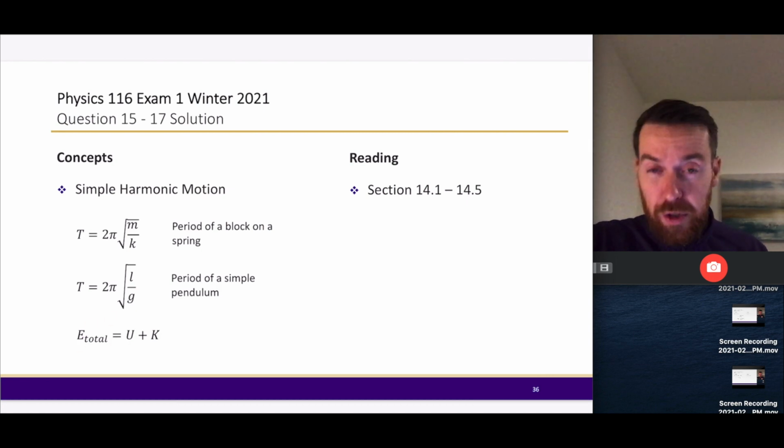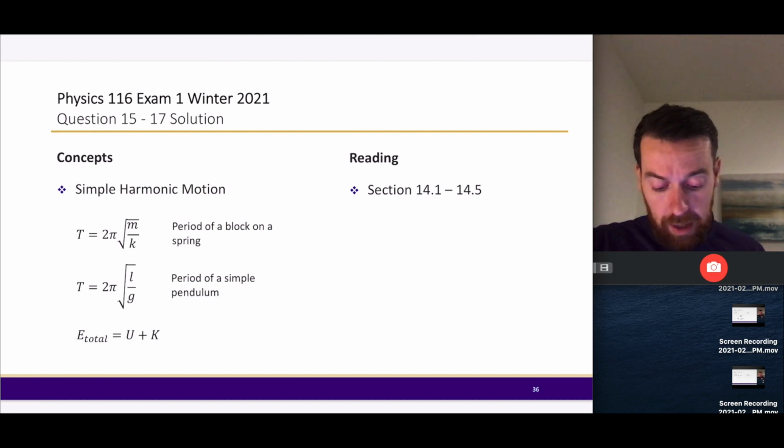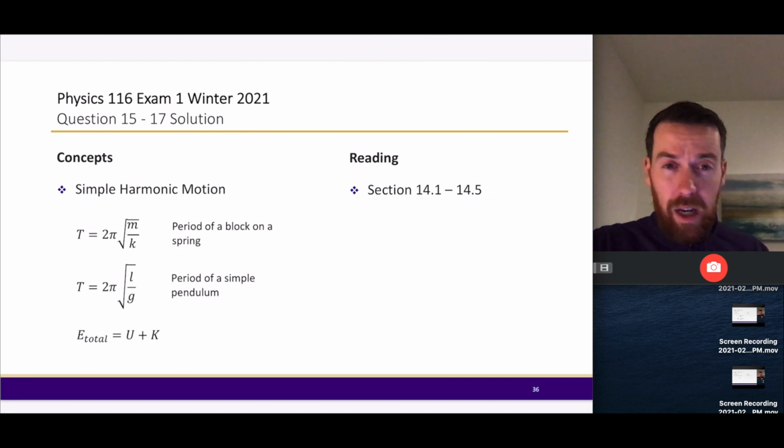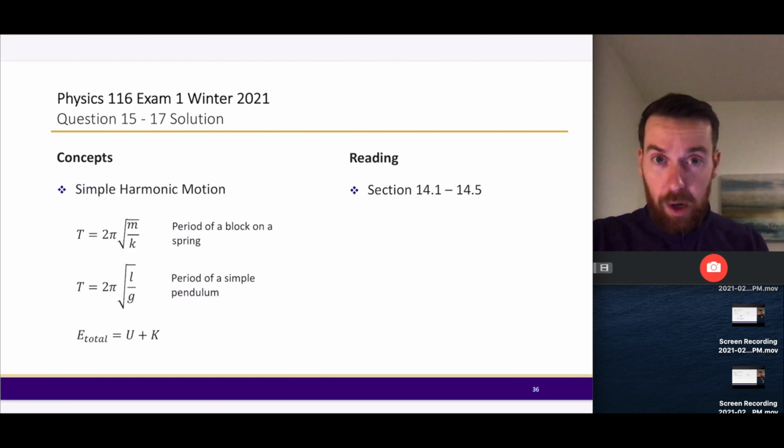And there are also some questions on the total energy, the potential energy plus the kinetic energy of the system at any particular time. So this combines lots of the topics and main concepts in the early sections of chapter 14. The other two sections were damped oscillations and resonance, so that's 14.6 and 14.7. They're not included in this question or set of questions.